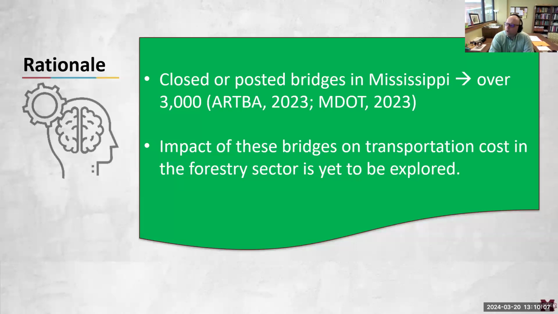You can see the top bullet there. We've got a pretty crisis level issue when it comes to closed or posted bridges in Mississippi, with about 3,000 throughout the state. And we'll see a map here in a minute that really shows what the coverage of that is. It's quite profound.